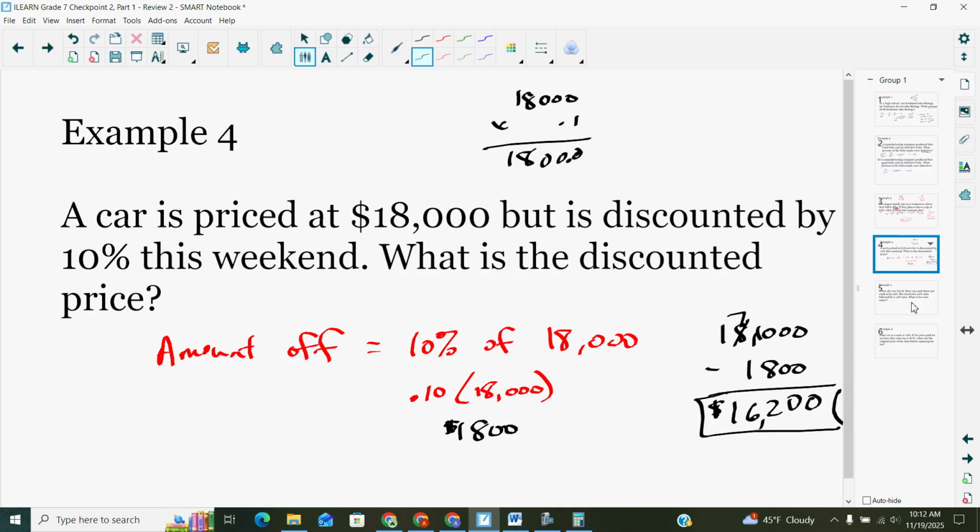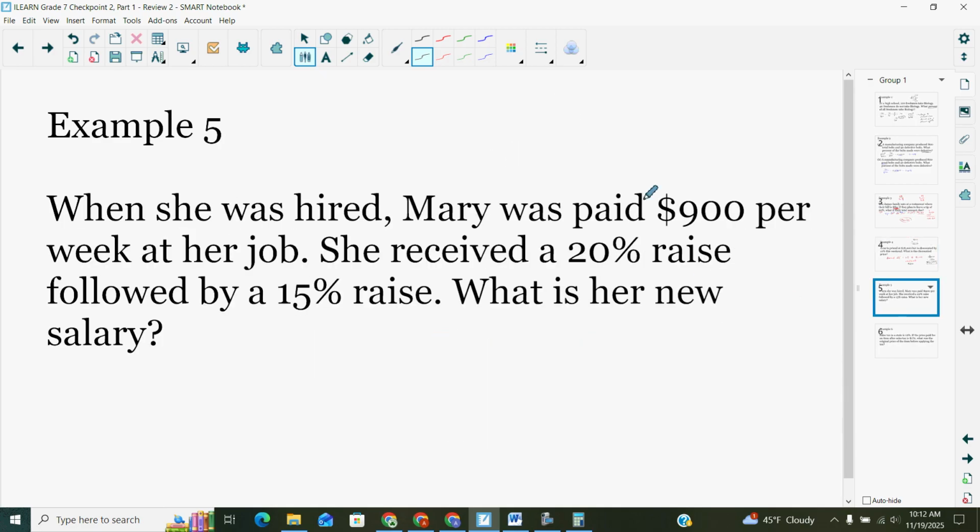A couple more example problems here. Example 5 says, when she was hired, Mary was paid $900 per week. She received a 20% raise, followed by a 15% raise. What is her new salary? $900 per week at her job. She got 2 raises, a 20% raise, and then later she got a 15% raise. We want to know, what is her salary now?